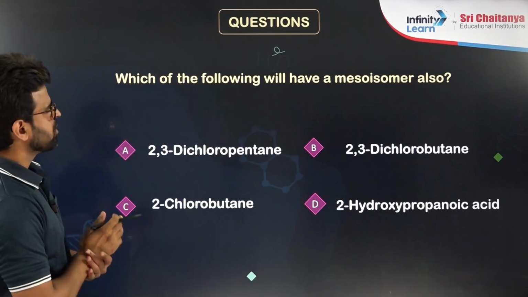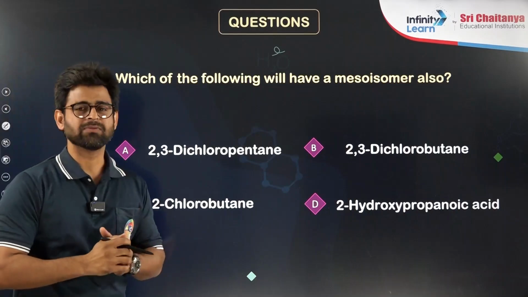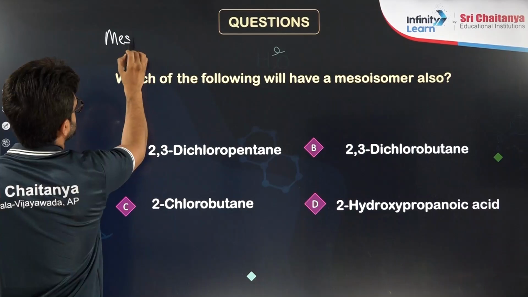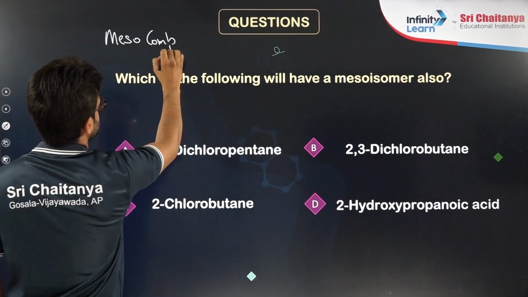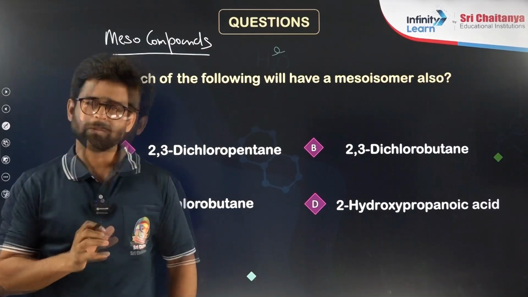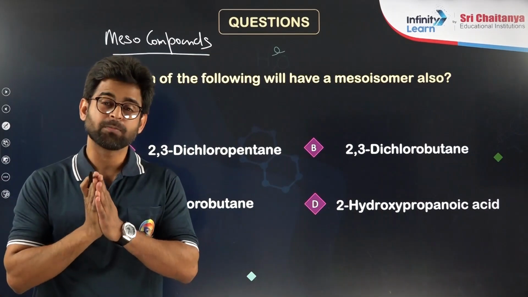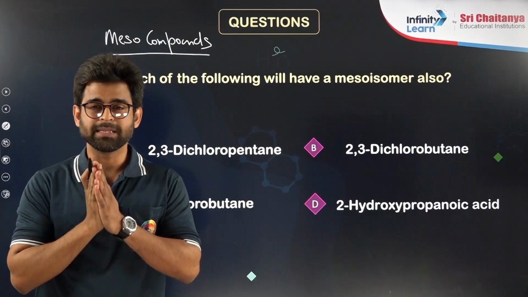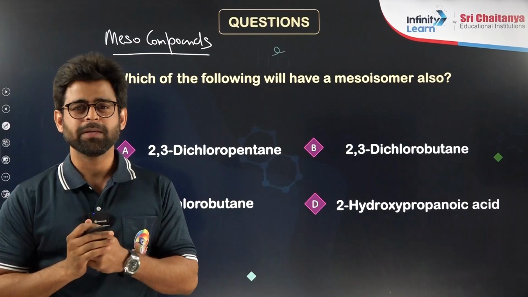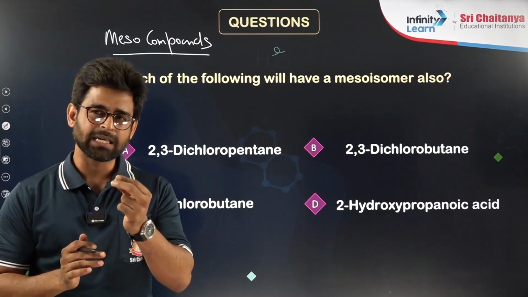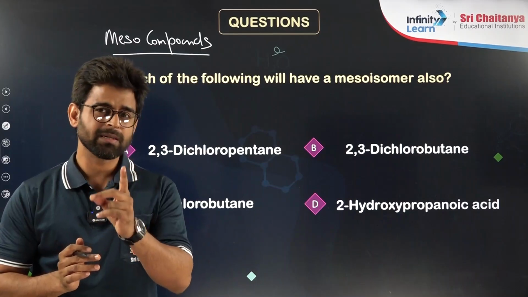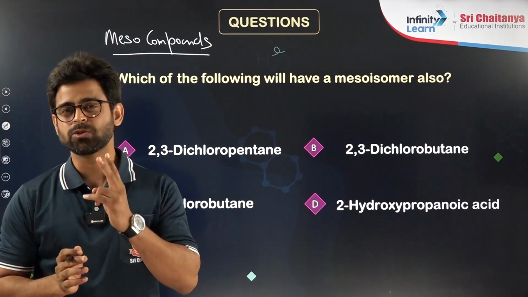Right? Which among the following will have the meso isomer as well? Meso. So definitely you have heard these things. Meso compounds. Right? Understand what meso compounds are. Meso compounds are compounds which are optically inactive, but they are inactive because of internal compensation. So two conditions you can remember. A meso compound will have at least 2 chiral carbons. Without a chiral carbon, a compound can't be meso.